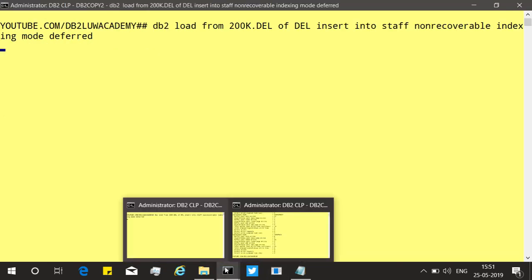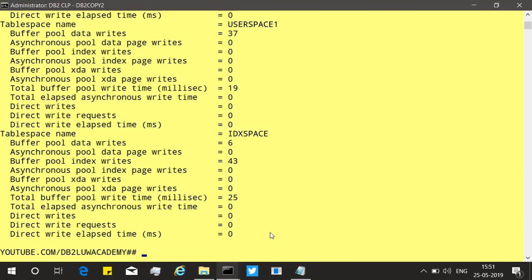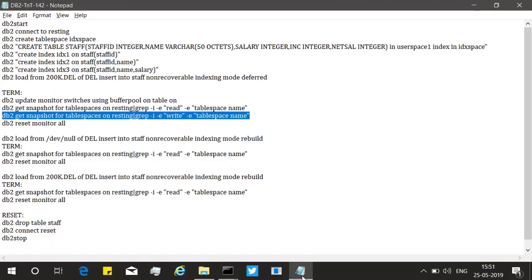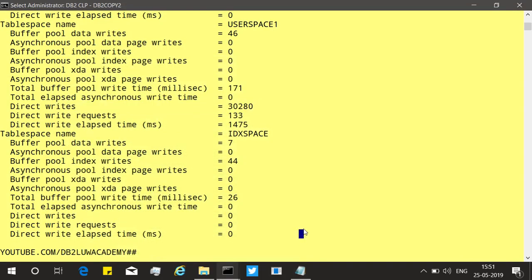After loading, it completed. So I should be seeing a lot of direct writes on the user space. You can see that 30,280 direct writes have happened on user space one, and on index space one, not many direct writes. It won't do anything because we are saying index mode deferred, so it did not touch anything from the index perspective.